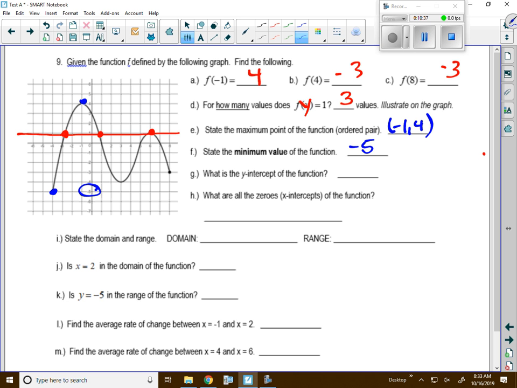Y-intercept, where we cross the Y-axis, right here at Y = 3. What are all the zeros or the x-intercepts of the function? So we have one right here at -3, 1, 5, and 7. I accepted a list just like that. That's totally fine. You've got a point for each one of those. If you wrote them as an actual coordinate point, it's fine.